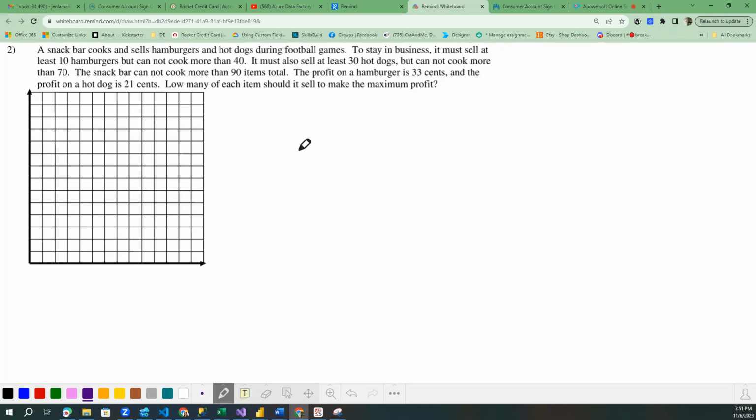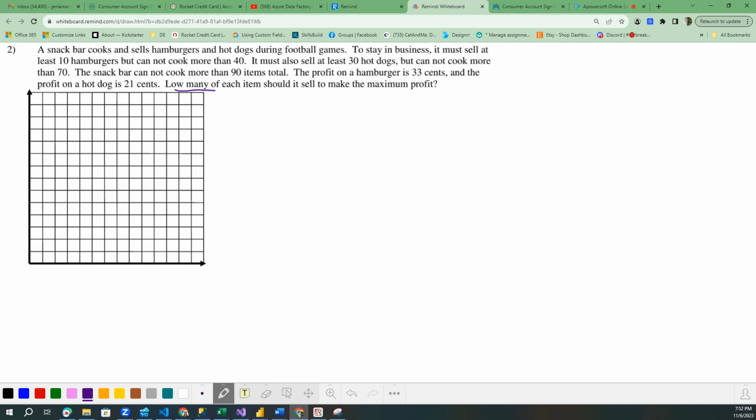Okay, so if you think about this, if they're selling at least 10 burgers but cannot cook more than 40, so that's really the range of the number of burgers that they can sell, right? So they can sell at least 10, but they can never sell 41 because they can only cook 40. So therefore that will be the basis of our inequality later on.